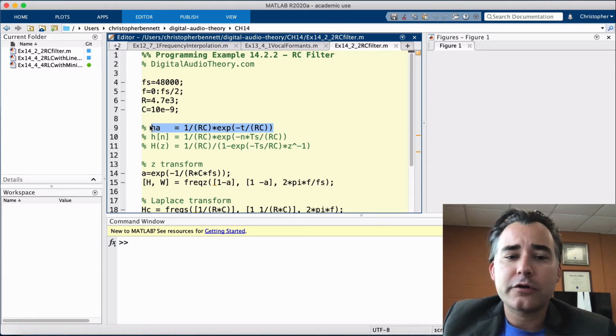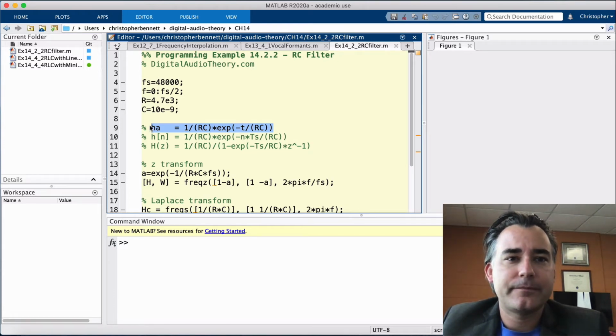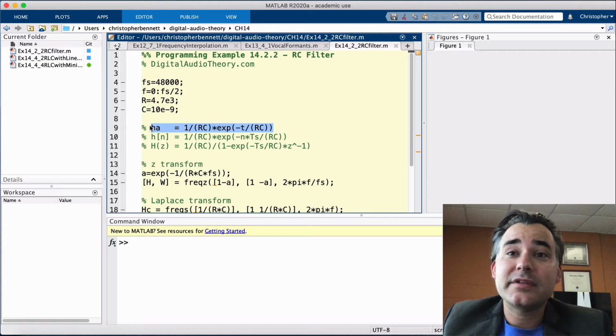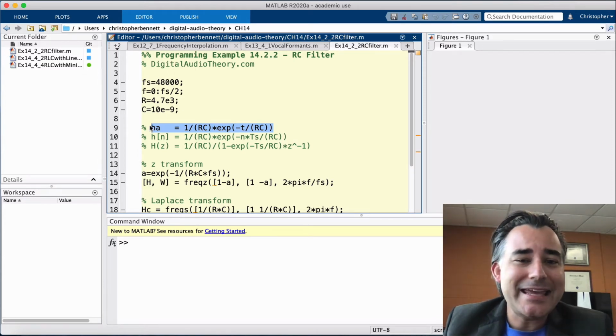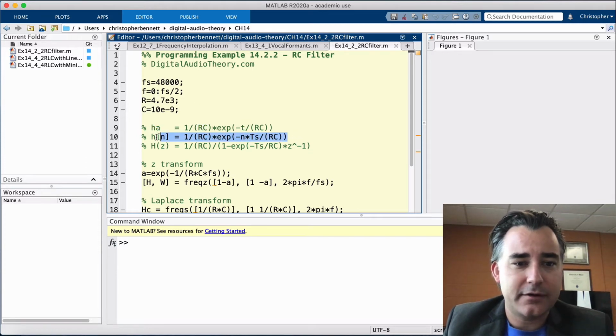The product RC is known as the time constant, and it defines the cutoff frequency as well as the decay of the IR. Using the impulse invariance method, the IR can be sampled at intervals of 1 over Fs by replacing t with n times Ts, shown right here.